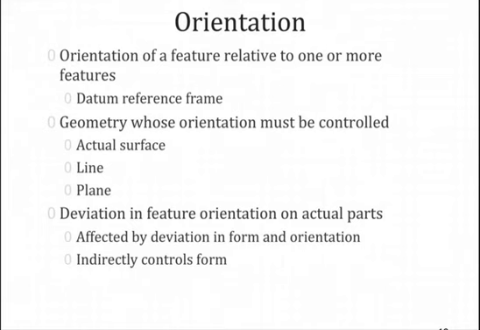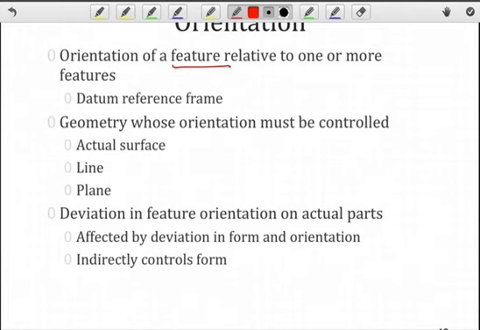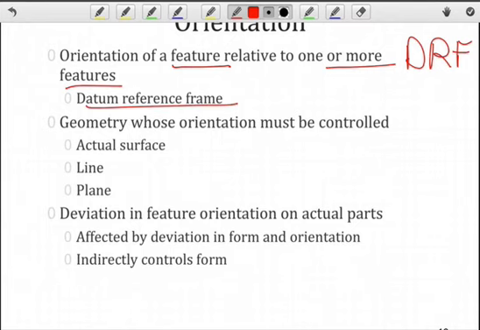When we're talking about orientation, clearly we're looking at how something relates to something else. In terms of our design spec, we're looking at individual features and seeing how they relate to other features, the other features being the datum reference frame. And that datum reference frame, after it's constructed, can be used to say something about the part feature.